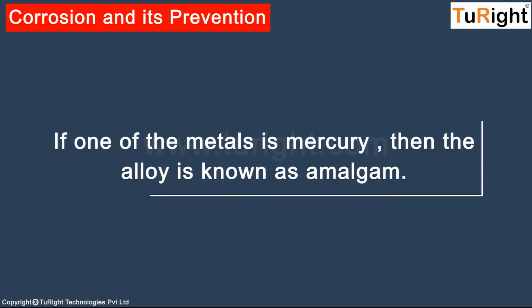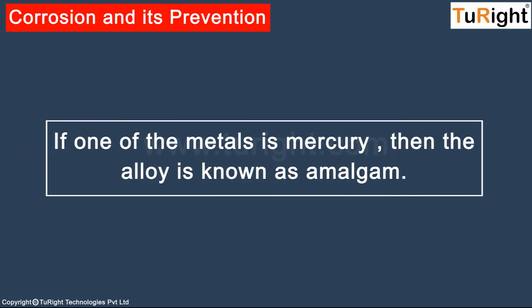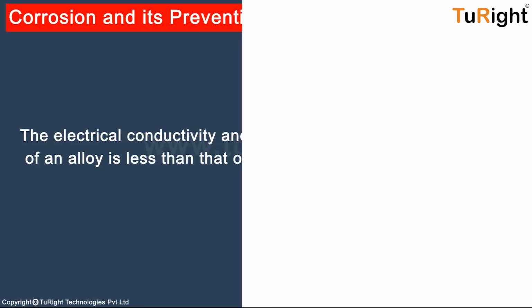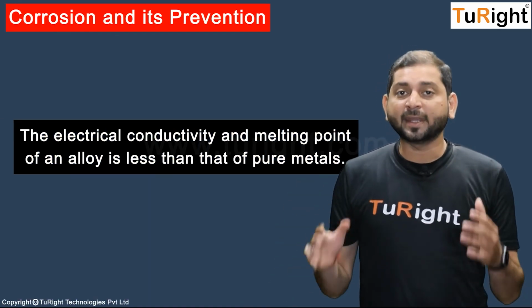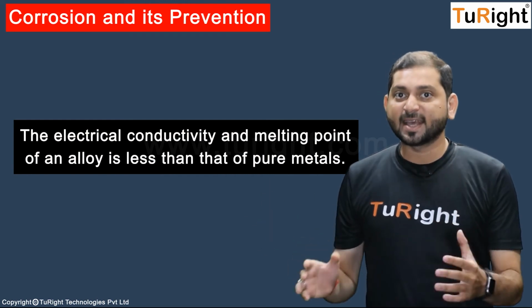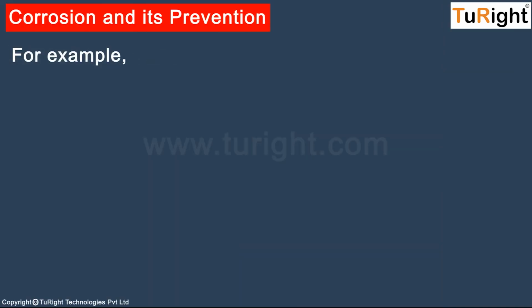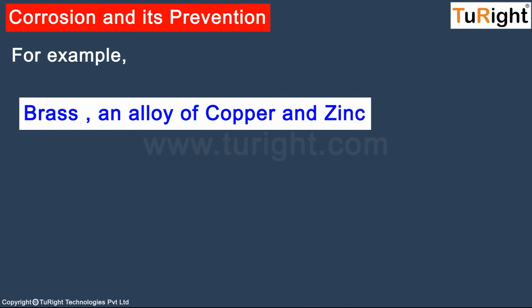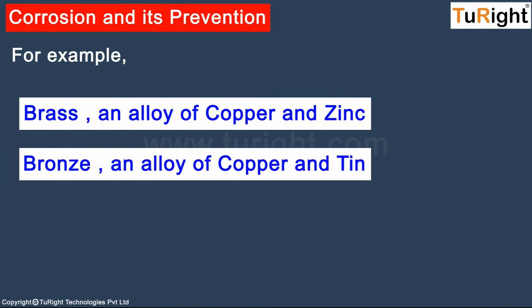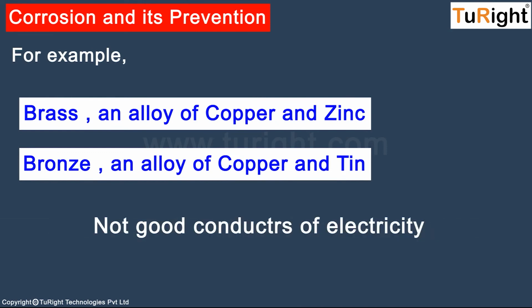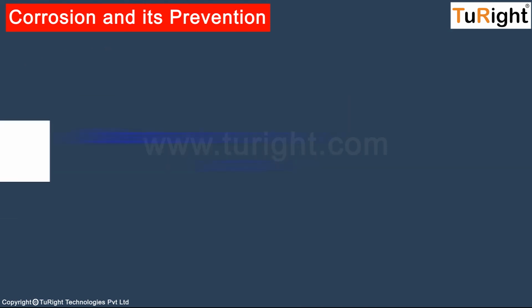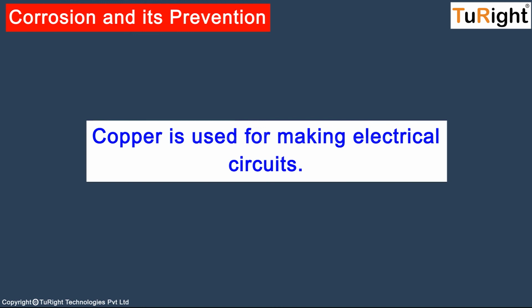If one of the metals is mercury, then the alloy is known as amalgam. The electrical conductivity and melting point of an alloy are less than those of pure metals. For example, brass, an alloy of copper and zinc, and bronze, an alloy of copper and tin, are not good conductors of electricity, whereas copper is used for making electrical circuits.